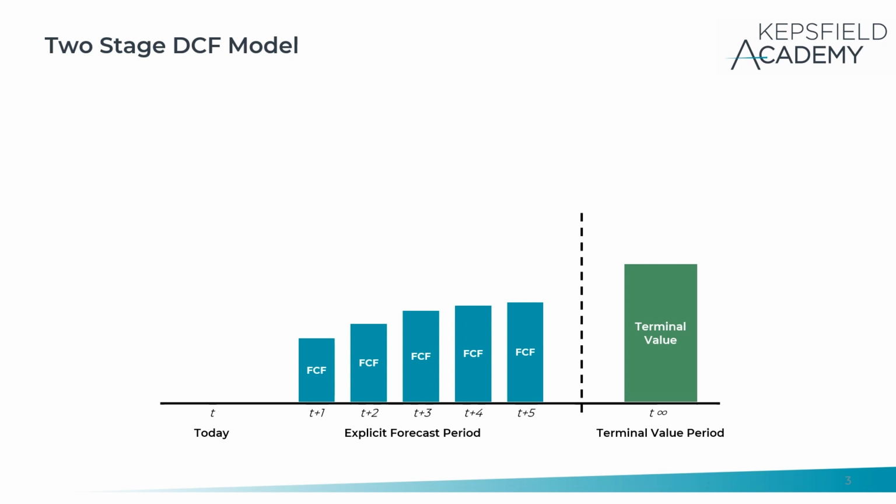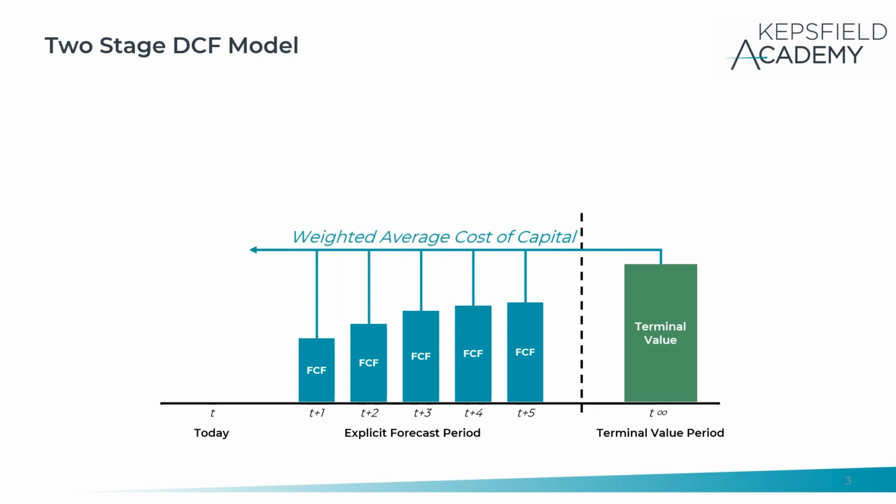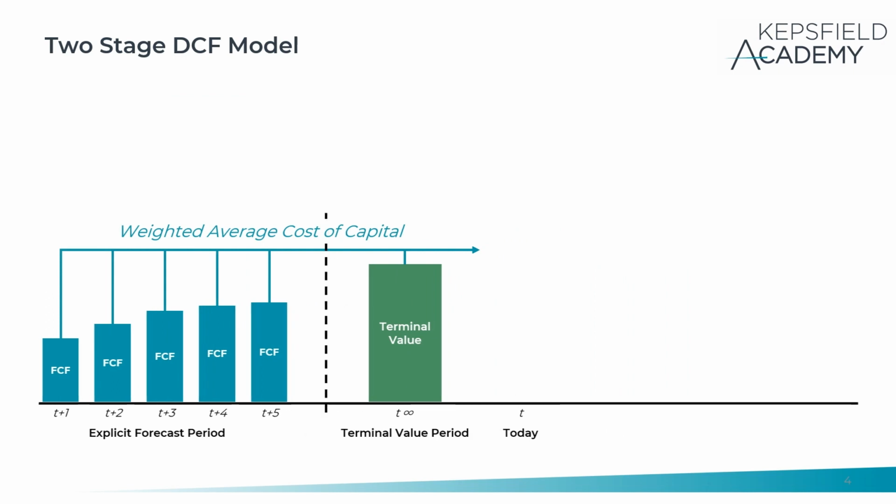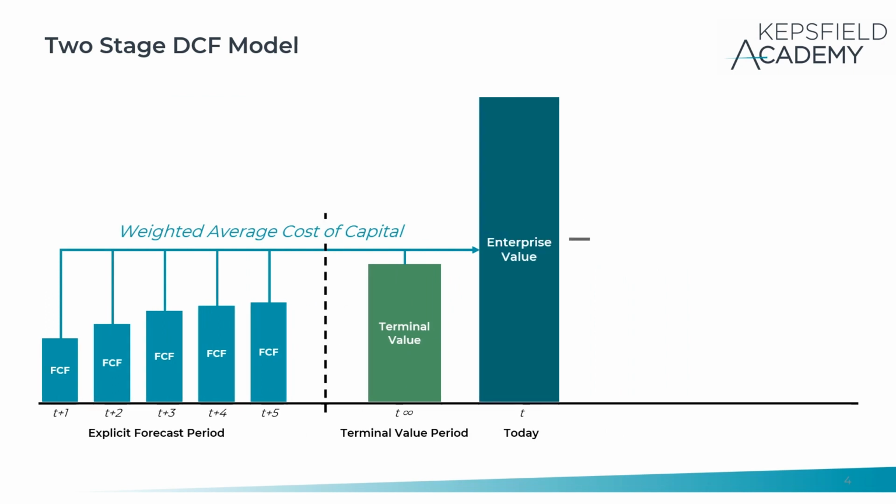To estimate the intrinsic value of the company, the present values of the free cash flows during the explicit forecast period and the present value of the terminal value are summed up to arrive at the enterprise value of the company. When we deduct net debt from the enterprise value, we arrive at the equity value of the company.